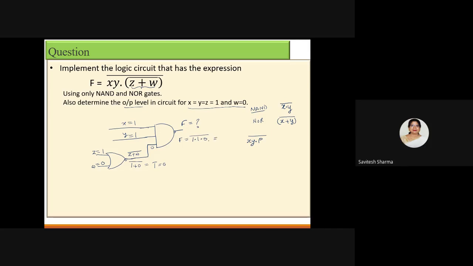And you know that if any variable is 0 and you are doing the NAND operation, what will you always get? 1. How will you get it? Because 1 dot 1 is 1, dot 0 is 0. So 0 complement, and what is 0 complement? It is 1. So output will be 1.